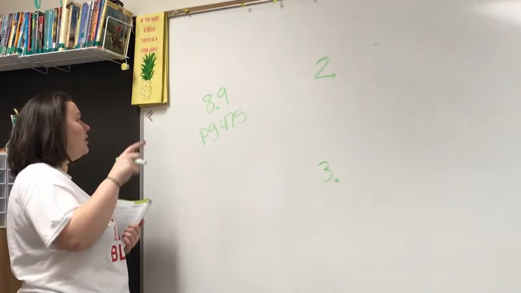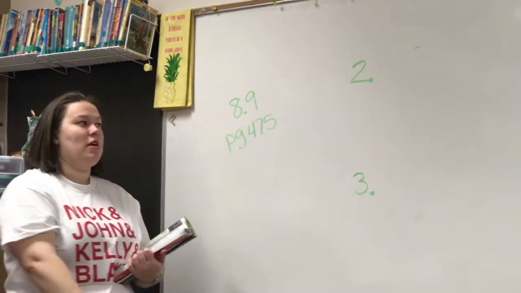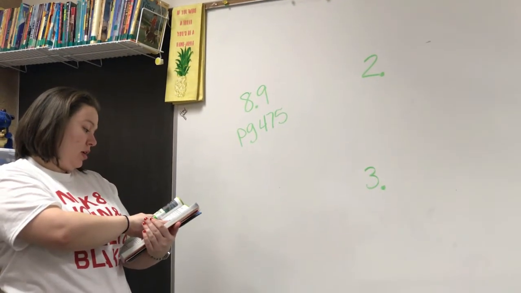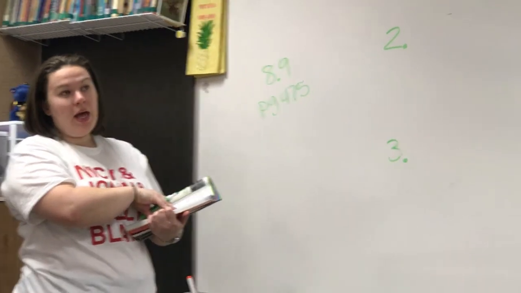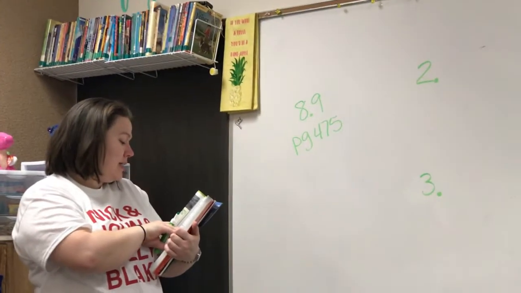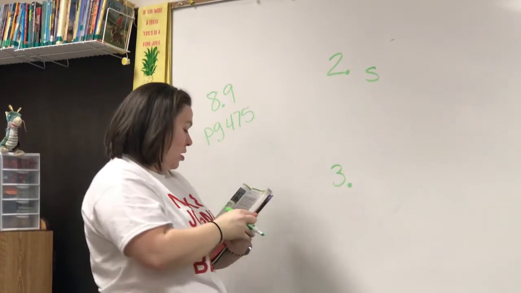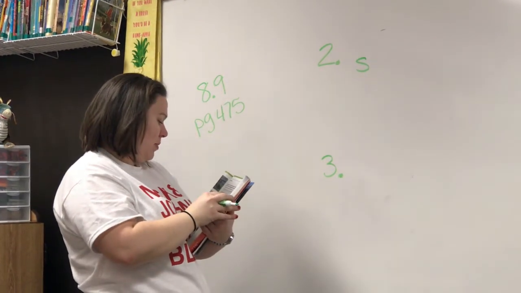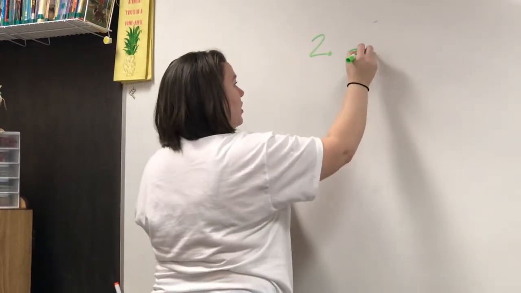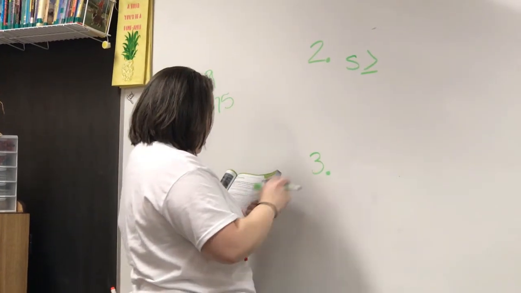All right, we are on lesson 8.9, and that is page 475 in your book. On this one, they just give you words, and you have to write the inequality. So on number 2 in your book, it says the score, which is the letter S, in a basketball game is greater than or equal to 10 points.